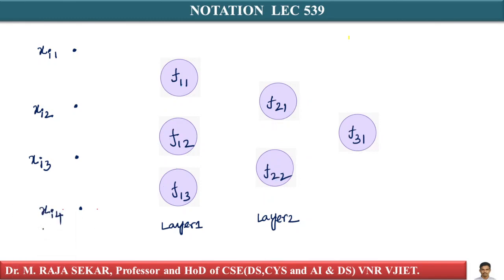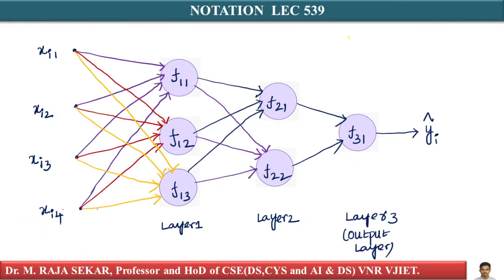Let me connect all these neurons. If I connect, what will I get? This one. So this is my input layer. I am making all possible connections: from one layer to the next layer, I am connecting all possible vertices.